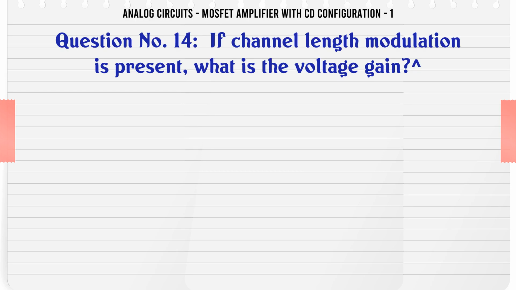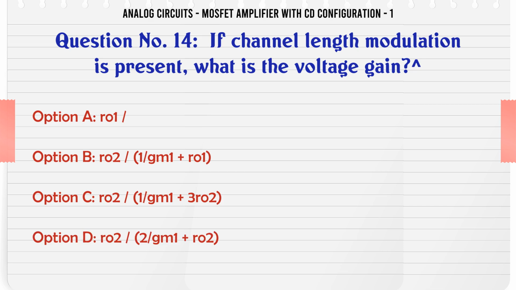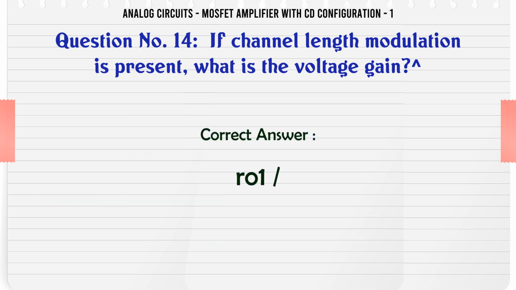If channel length modulation is present, what is the voltage gain? A rho1 over 1/gm1 || rho2 || rho1, B rho2 over 1/gm1 || rho1, C rho2 over 1/gm1 || rho2, D rho2 over 2/gm1 || rho2. The correct answer is rho1 over 1/gm1 || rho2 || rho1.